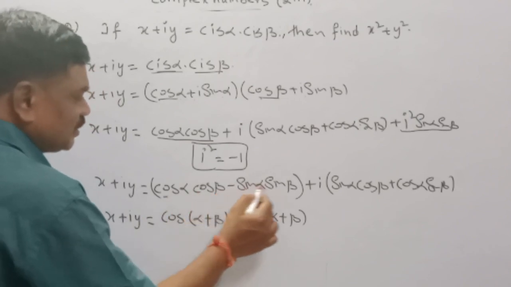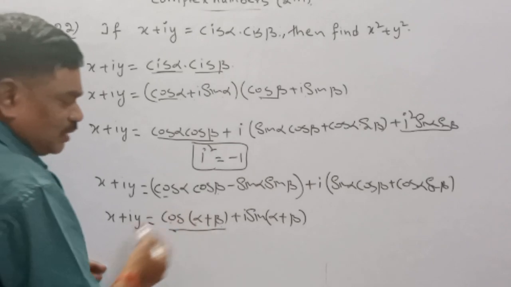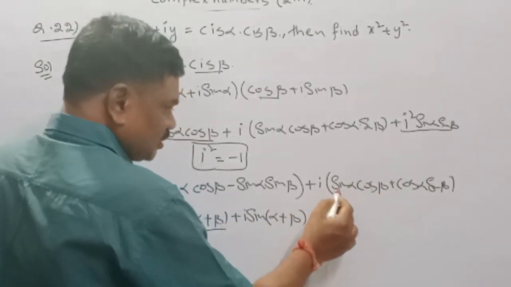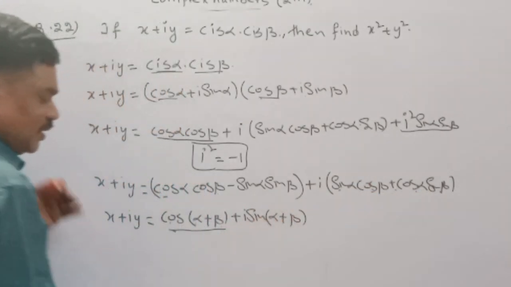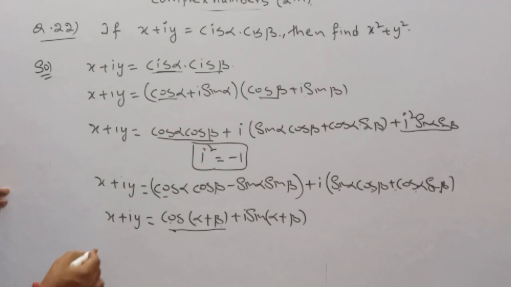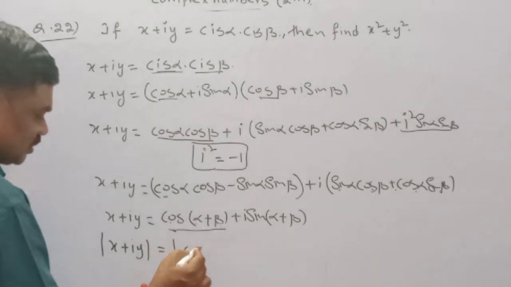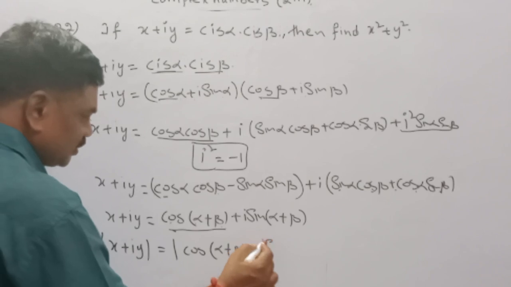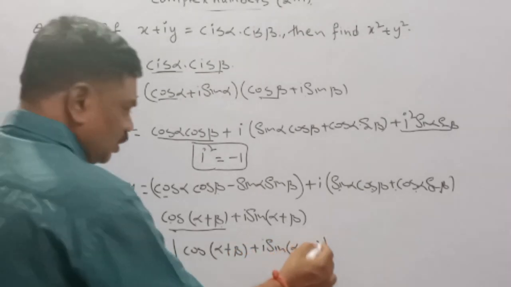cos A cos B minus sin A sin B is cos(A + B), here cos(α + β). sin A cos B plus cos A sin B is the sin(A + B) formula. Then the modulus of x + iy is equal to the modulus of cos(α + β) + i sin(α + β).